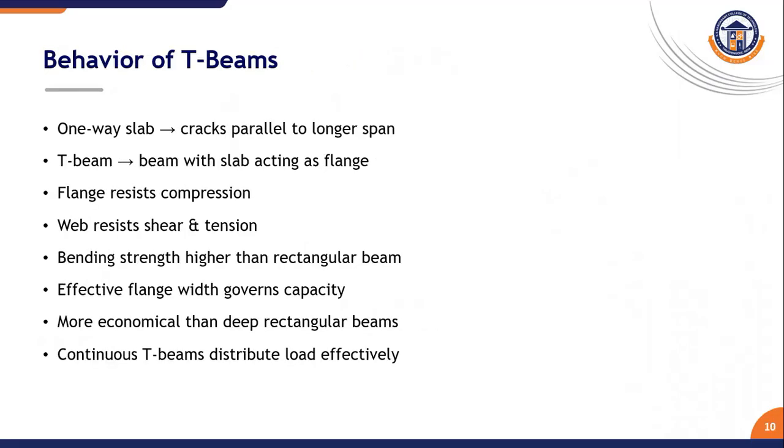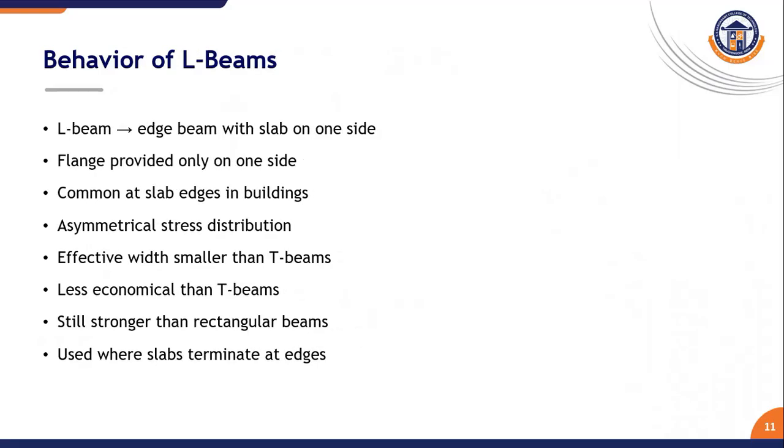Behavior of T beams. In a T beam, the slab flange resists the compression while the web resists the shear and tension. This gives much higher bending strength compared to rectangular beams. They are more economical, distribute load effectively, and reduce cracks due to the flange stiffness. Their capacity depends on the slab thickness and span length.